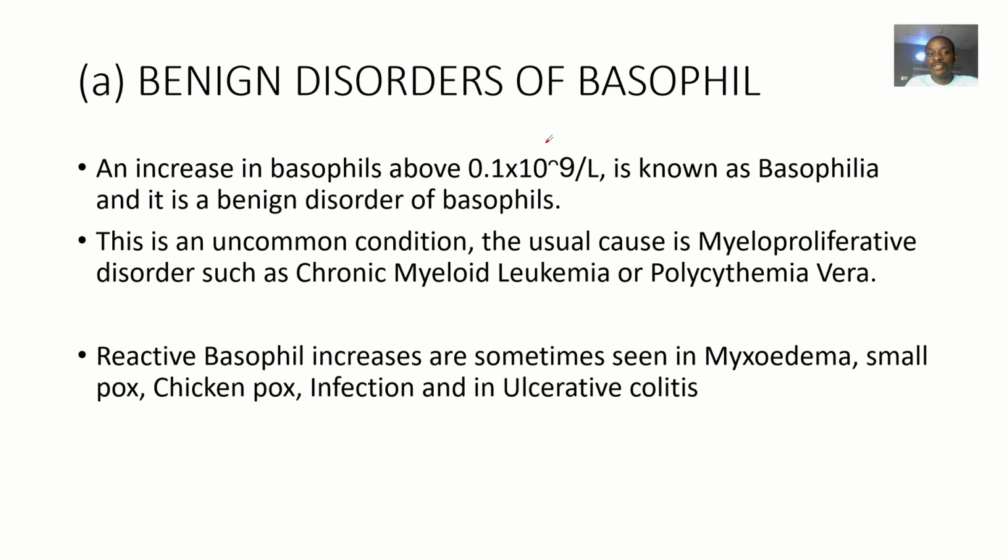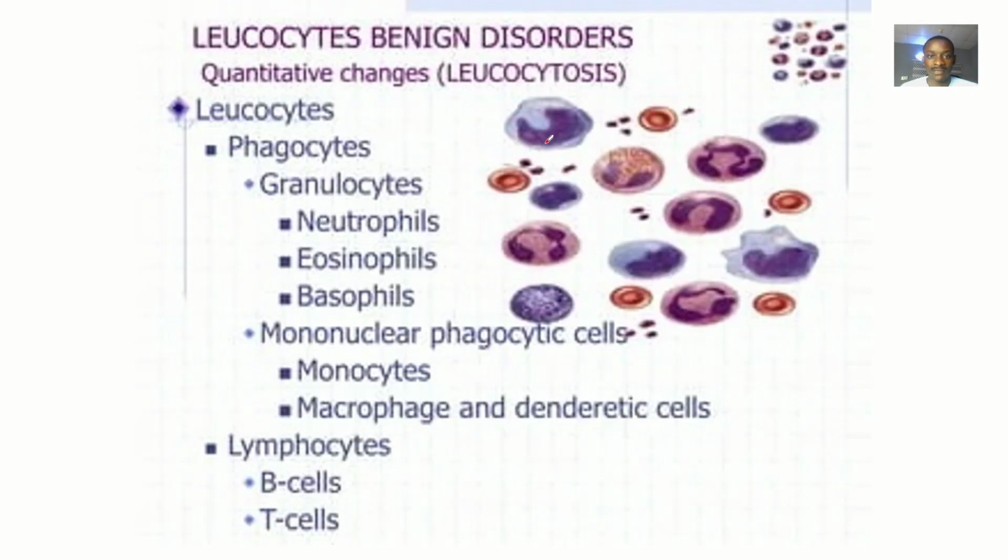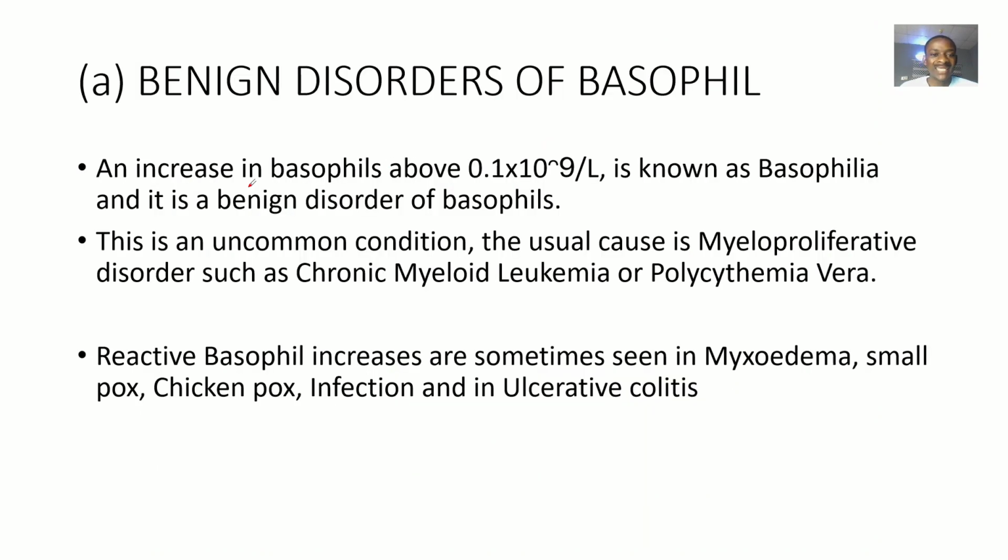All right, so the definition of benign disorders of basophils is like this. It is an increase in basophils, where you're just having a slight deviation from the normal numbers of basophils that used to be in the body. So if it goes above 0.1 times 10 raised to power 9 per liter, that's if you're having 0.1 times 10 raised to power 9 basophils per liter, it is called basophilia. That's an increase in basophils.